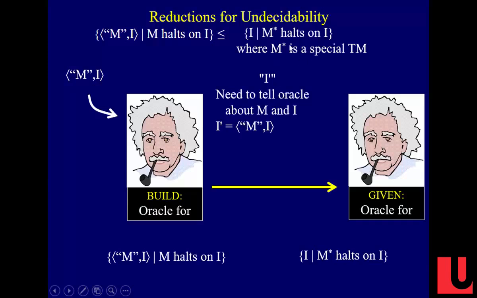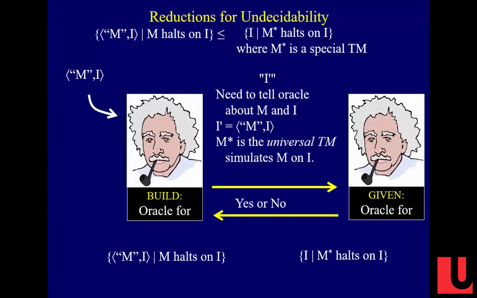When do we want M star to halt on this input? We want M star to halt on this input when M halts on I. What do you think M star is? Tell me a Turing machine, M star, that if you give it a description, it's the universal Turing machine. M star is the universal Turing machine.